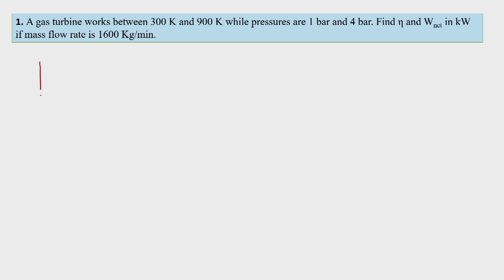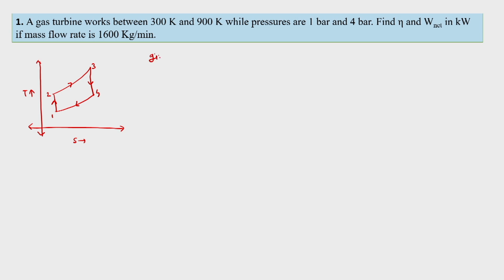Let us plot our TS diagram for the Brayton cycle. So this is T and this is S. We know that there are processes 1 to 2, 2 to 3, 3 to 4 and 4 to 1.